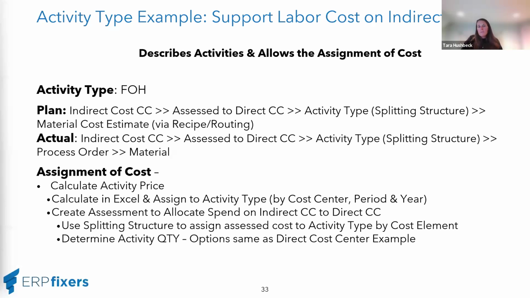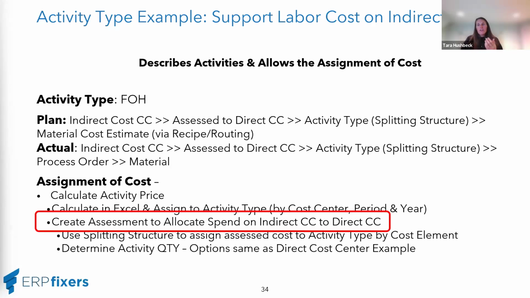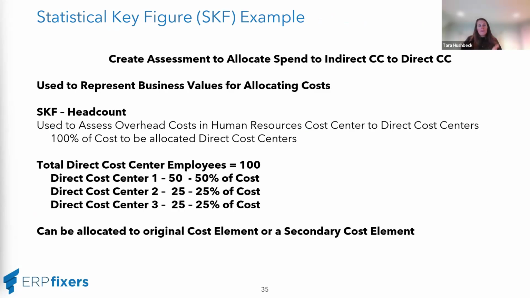Like I said, this gets a little bit more complicated in terms of the assessment. How are you allocating spend from your indirect cost center to your direct cost center? And then using a splitting structure. So I want to give an example to make it a little bit more realistic. If I want to create an assessment to allocate spend from my indirect cost center to my direct cost center, one way to do that is to use SKF, statistical key figures, which we talked about earlier.